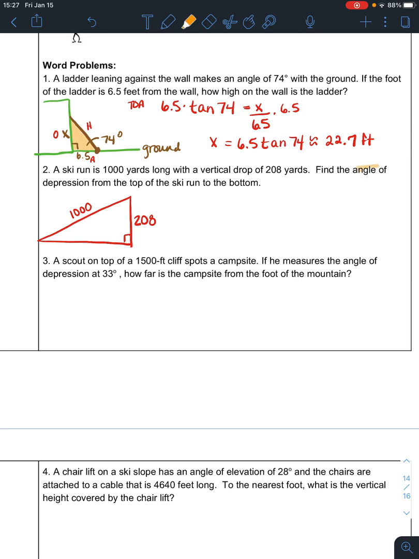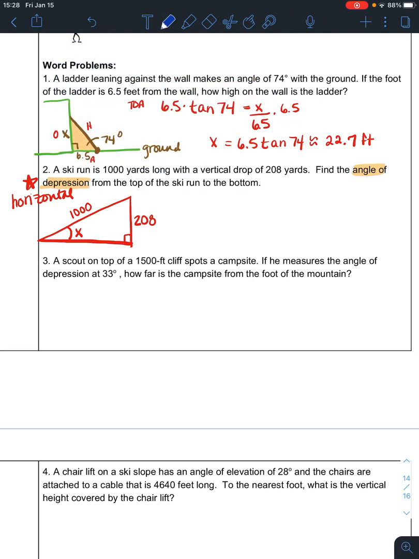Now again, remember that the angle of depression, it doesn't matter what it's called, it is always off the horizontal. So you find your horizontal line, which is this one right here, and you put the angle right there. That's where our X is going to go, always off the horizontal.